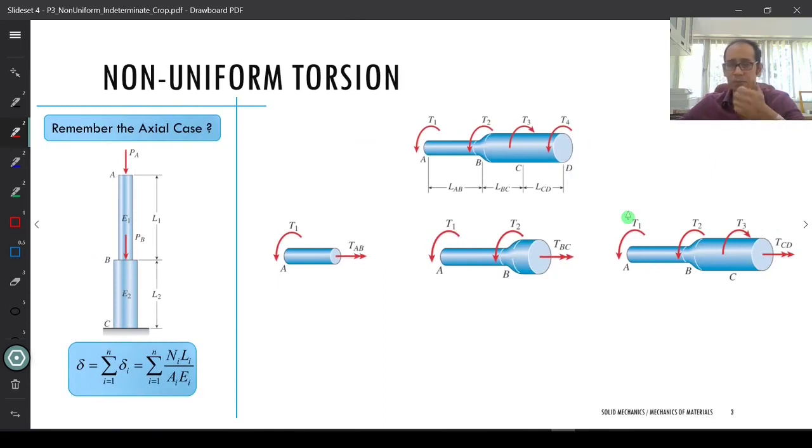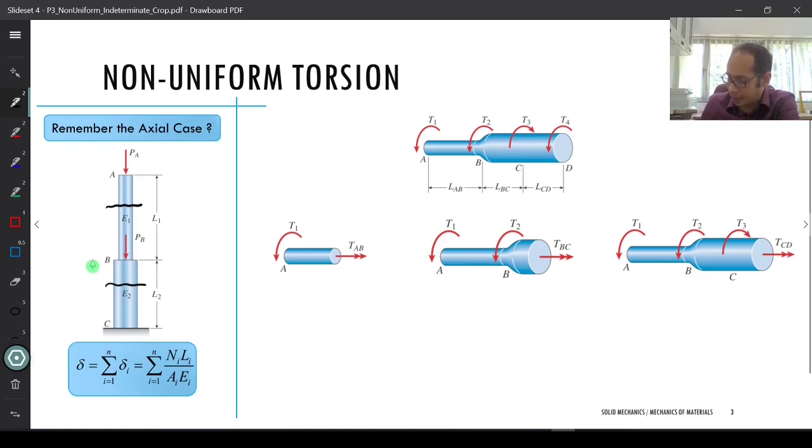For example, the first one. Do you remember the axial case that I have given here? We are going to look at non-uniform torsion, but please recall the case of non-uniform axial loading. It is still determinate over here, but do you remember how we calculated the delta? At every discontinuity, in between those discontinuities, we had cut the cross sections, calculated the internal forces N, and our eventual delta, the total delta of this whole bar.